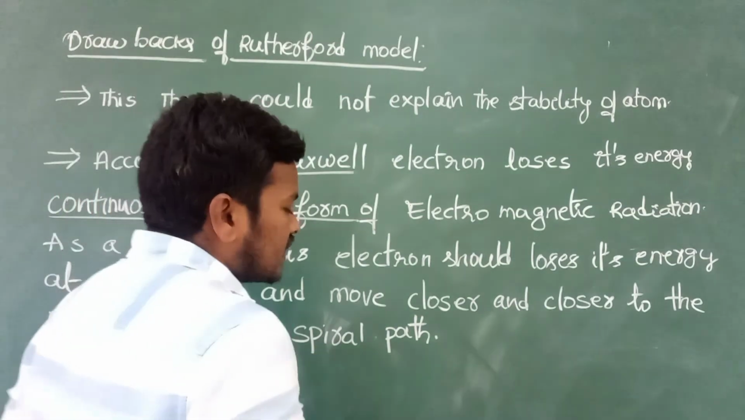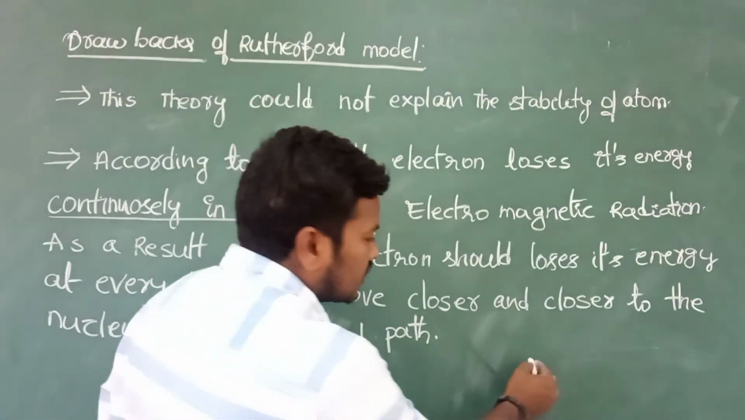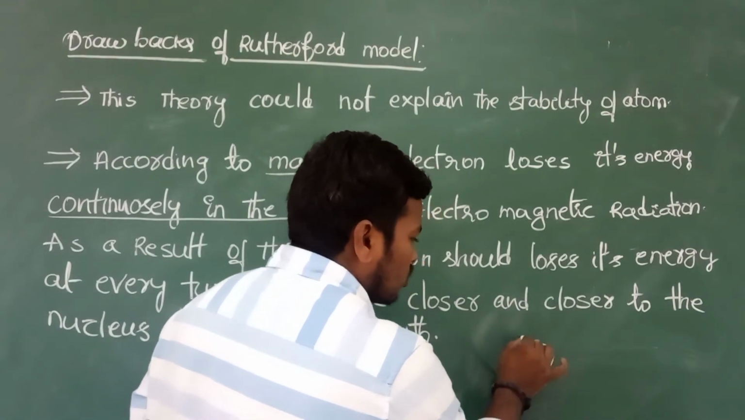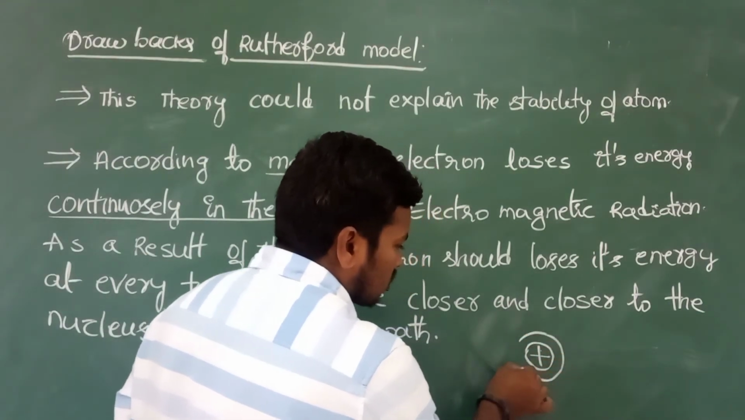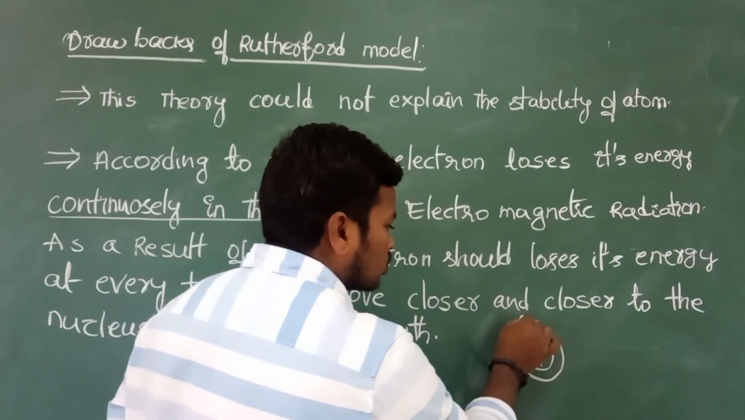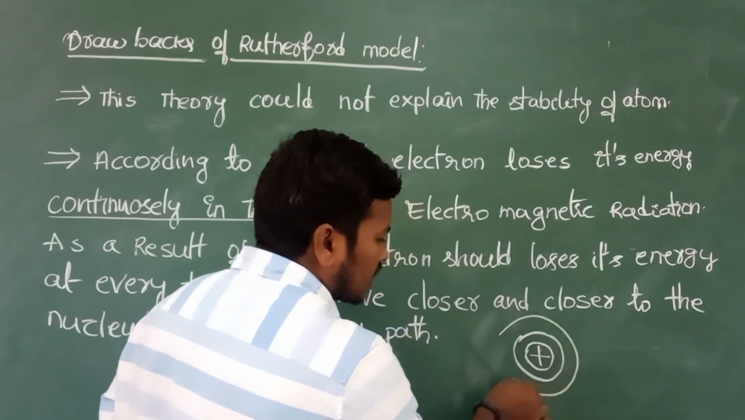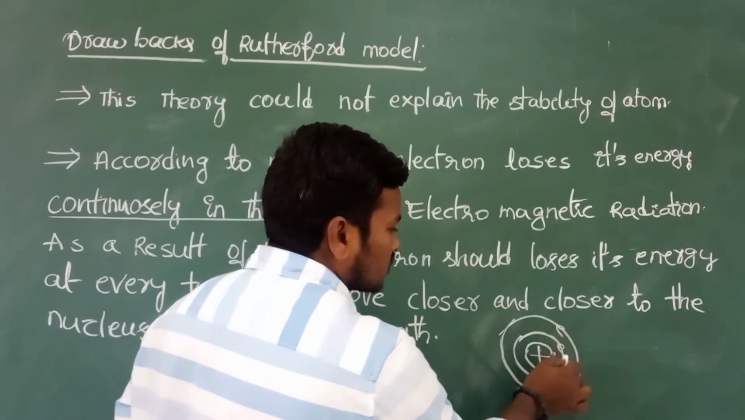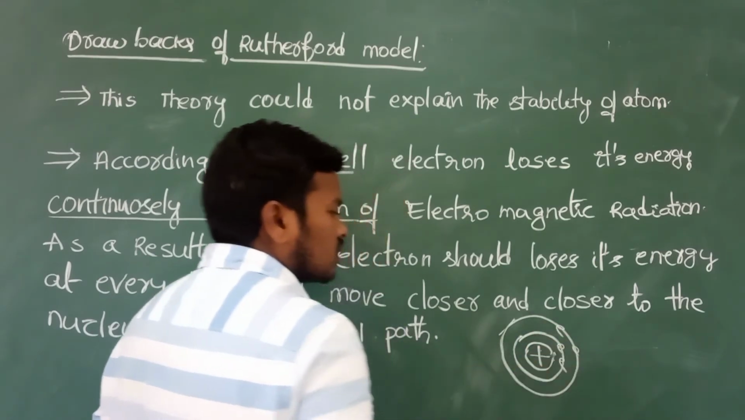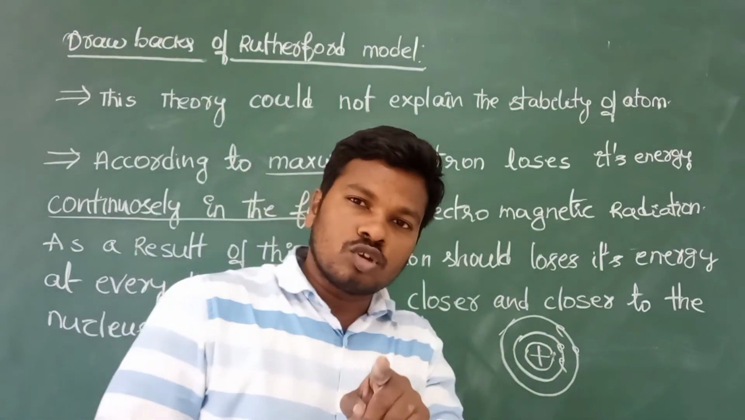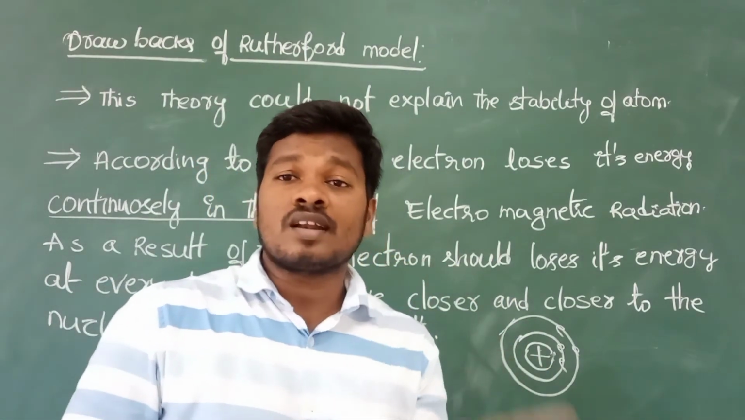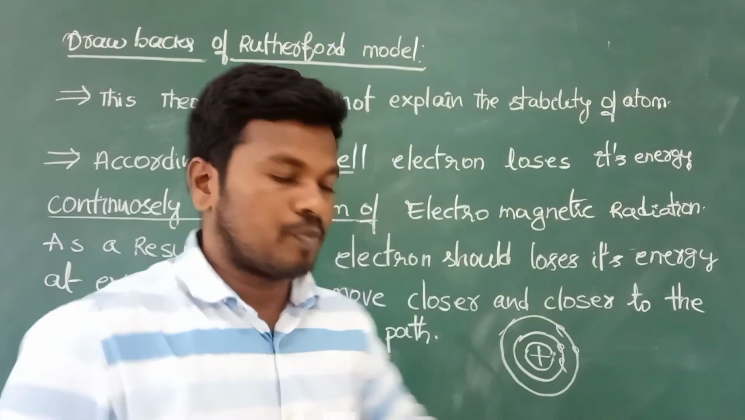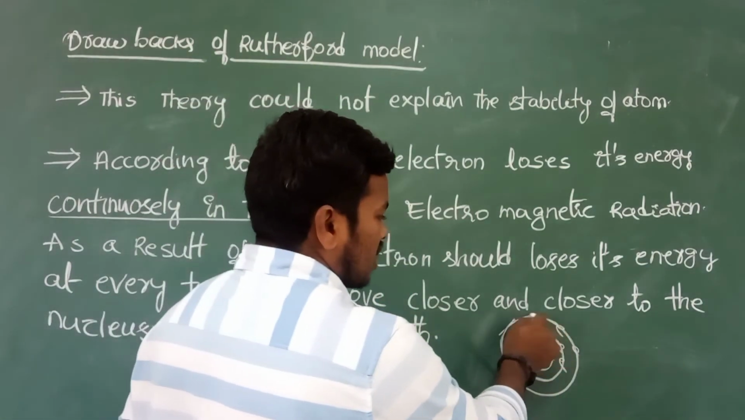Now we can see how to understand this. For example, this is the nucleus. Around the nucleus, some extranuclear part will be there. In a closed path, a closed orbit, electrons are revolving. Rutherford said that electrons are revolving around the nucleus in a closed circular path with a high speed.